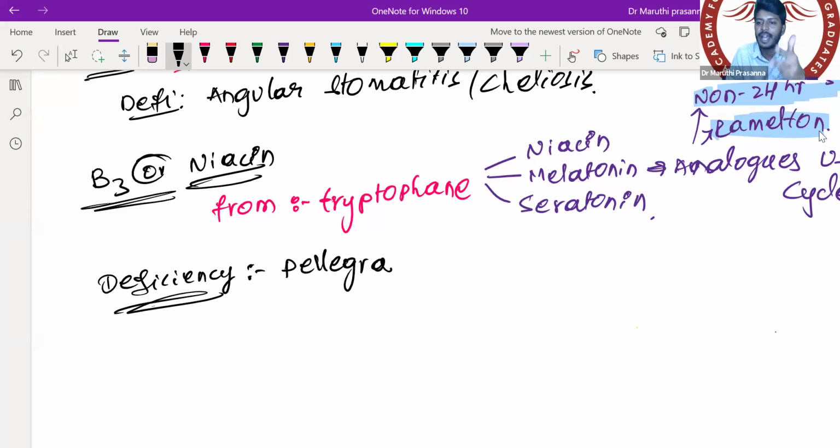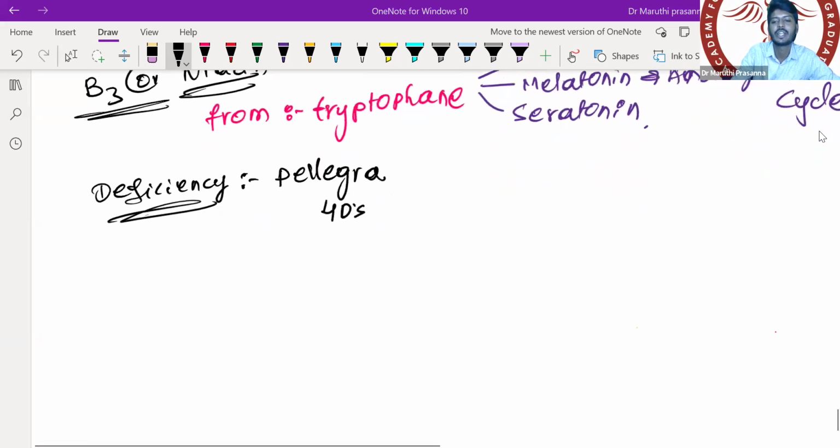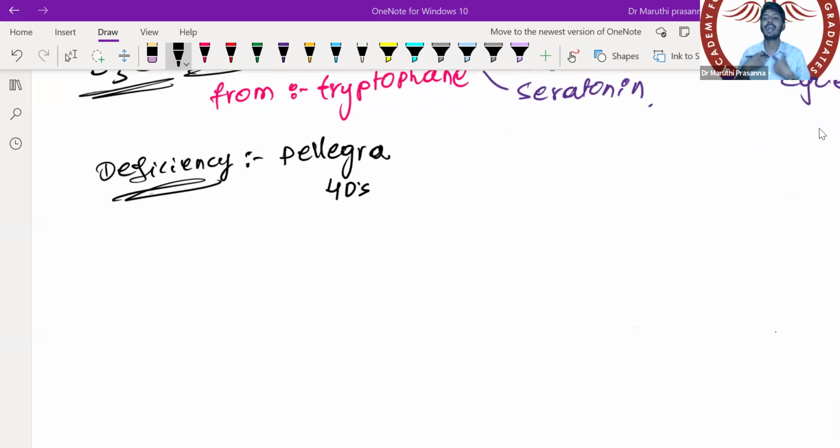Dermatitis, dementia, diarrhea, and also if left untreated, death will occur. So the 4Ds: diarrhea, dementia, death. And also the patient will have dermatitis, and especially in the neck we have something called Casal's necklace. What is that called?